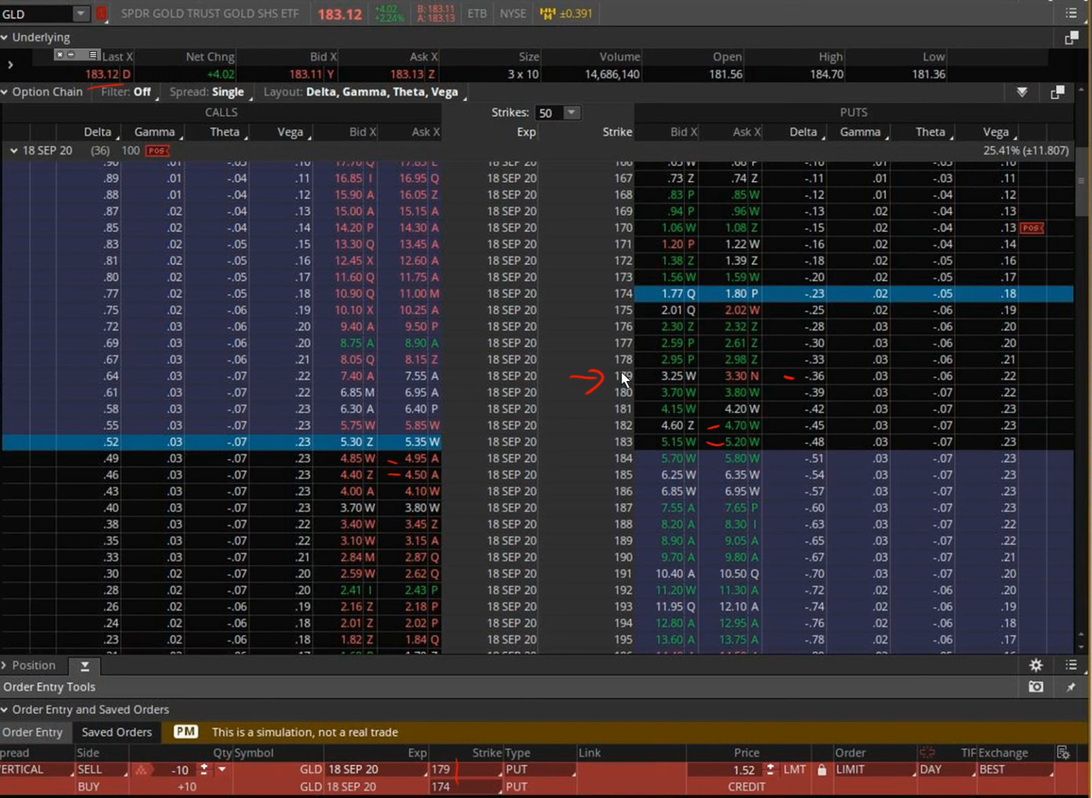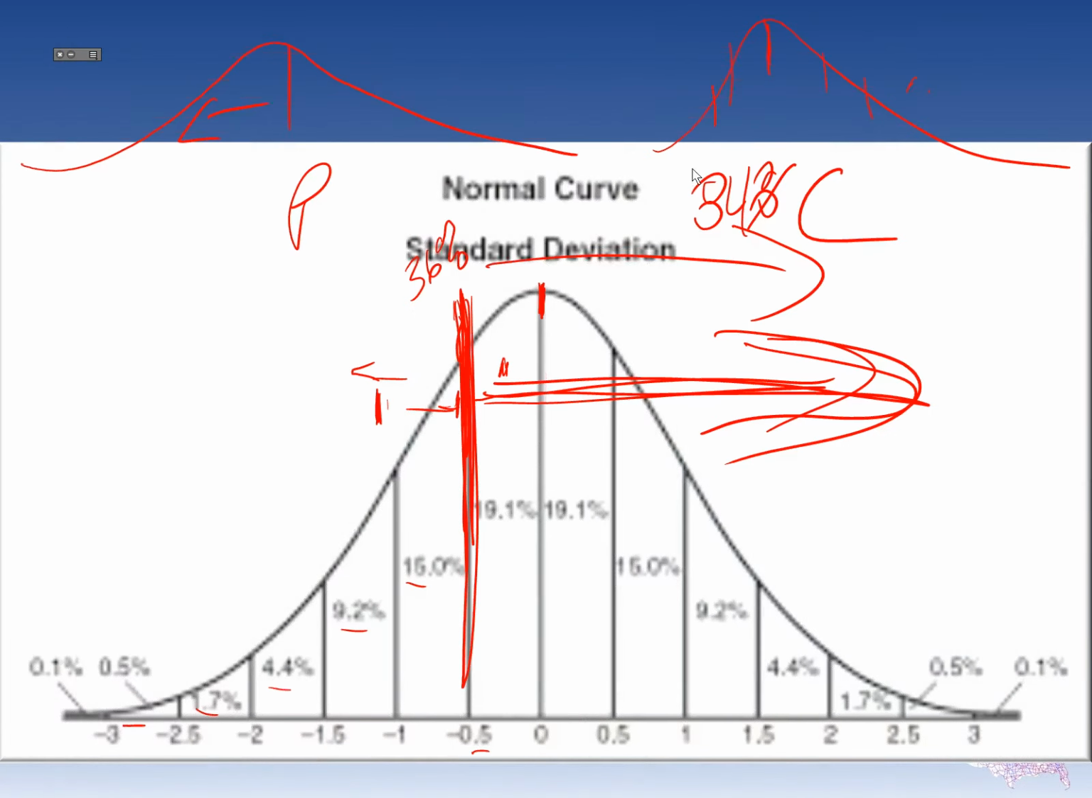A couple of reasons why I'm picking the 36 delta. One, it's got only a 36% probability of being in the money. It also lines up with 36 delta being that half standard deviation away, which means I've got 64%. I wrote that wrong on that one slide. I said 84%. It's 64% probability. This should be 64%. Nobody caught that? We got 100%. This should be 64% to the upside.